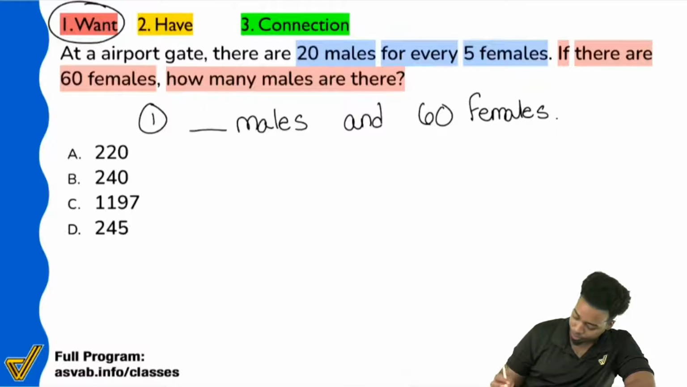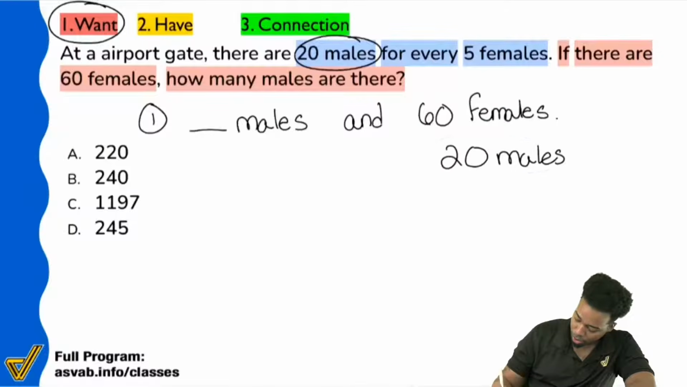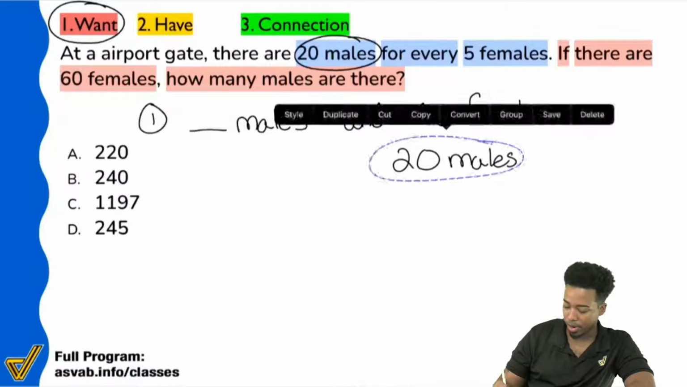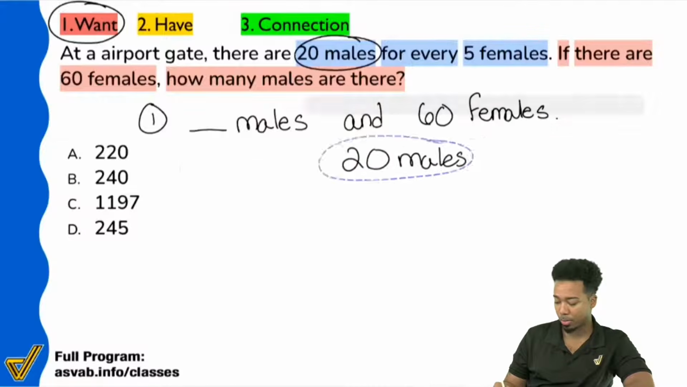So right over here, it says 20 males. So everybody, should I write 20 males here, or should I write 20 males on the right side? On the left or on the right? Where should I write it to make sure that it's balancing out and make sure that we're comparing the same way?